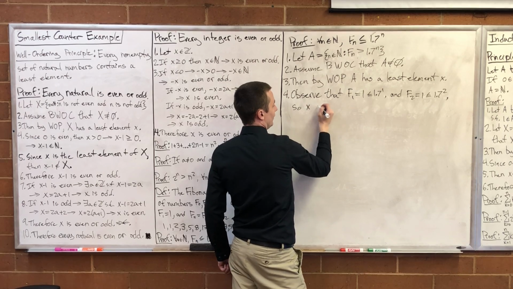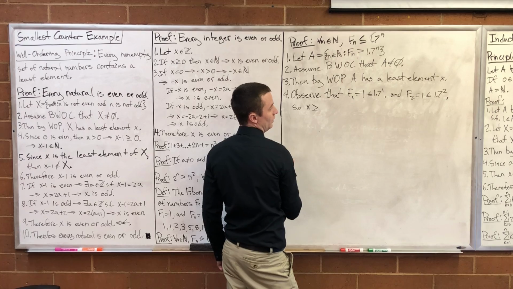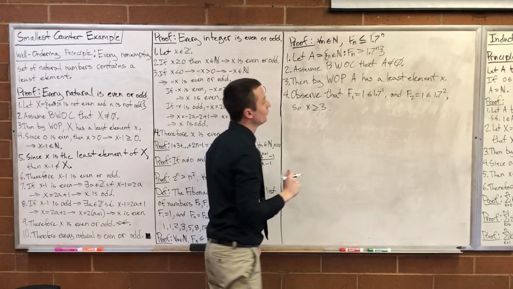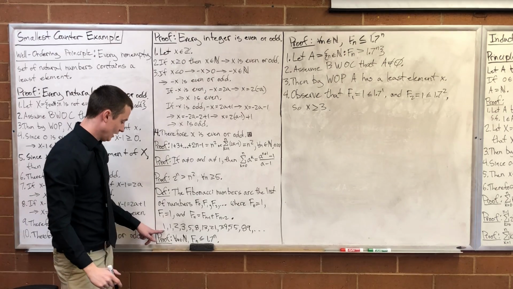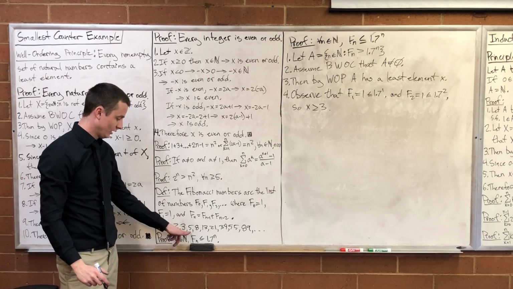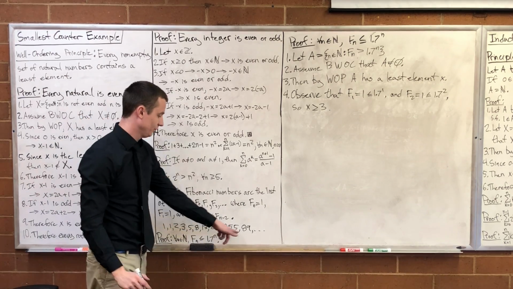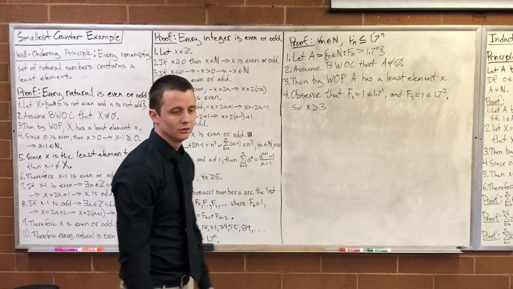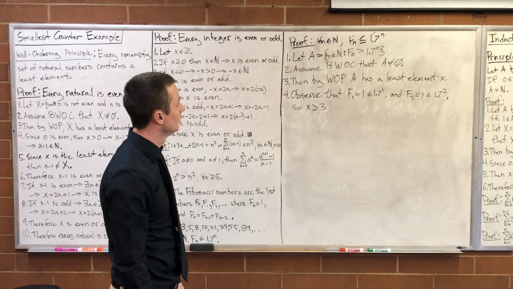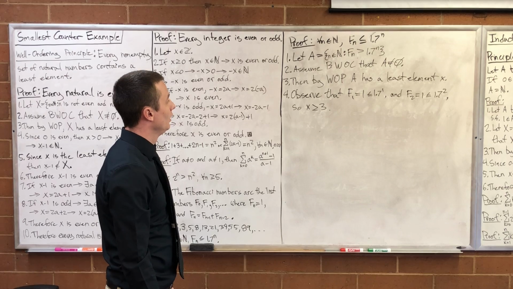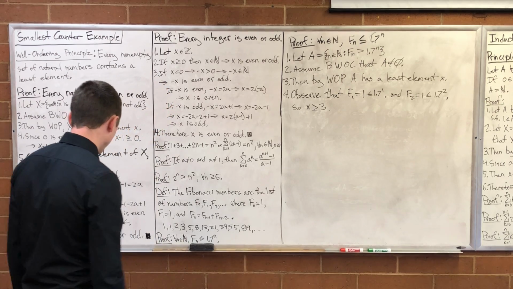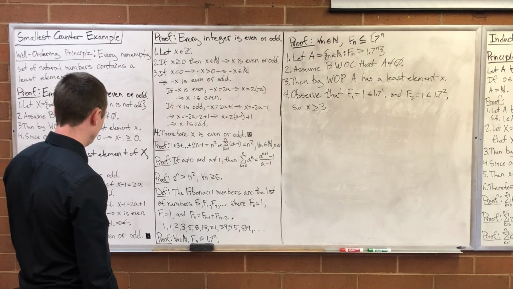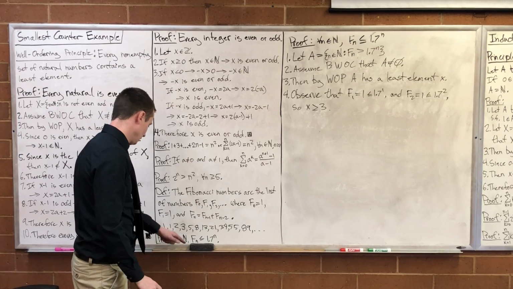Observe that and that. So x is greater than or equal to what? Look at the sequence: 1, 1. The first two Fibonacci numbers are 1. F of 1, F of 2, F of 3, F of 4, and so on. Why did you do F sub 1, F sub 2? Isn't it F sub 0 and F sub 1? I started with 1, but I said this for all naturals.